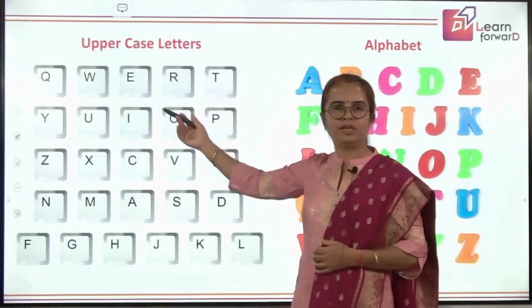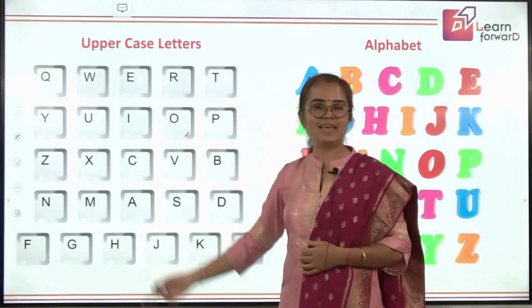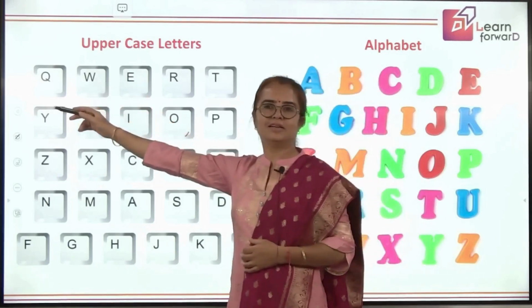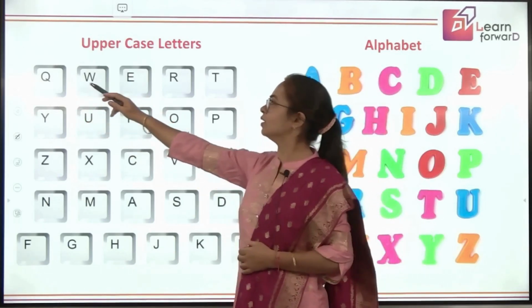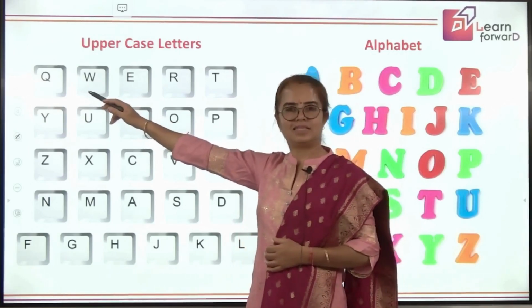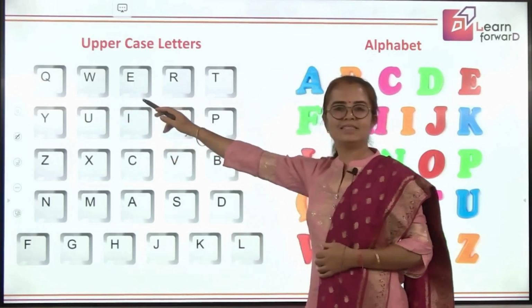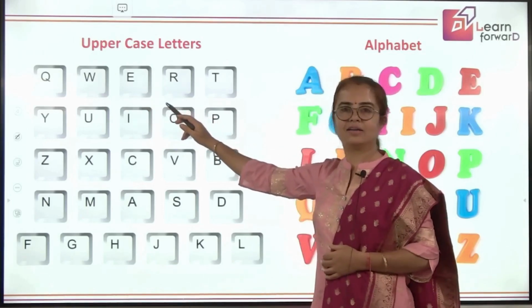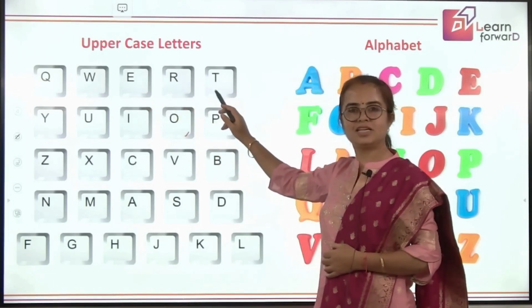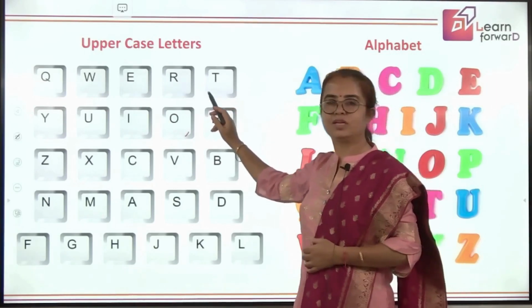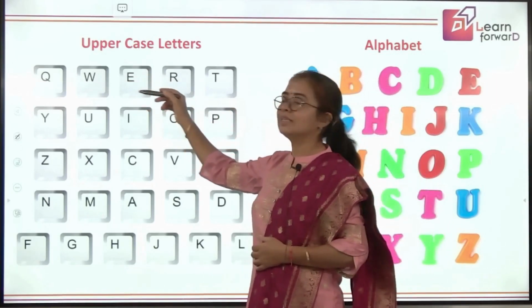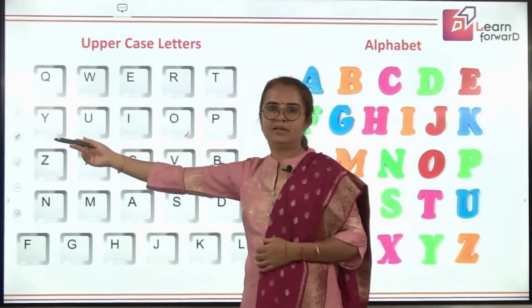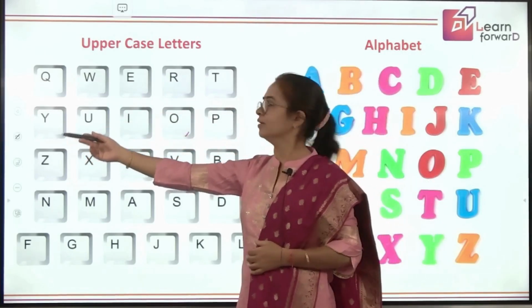Are you familiar with this? Yes, they are the letters. What's this? Q, very good. This is W. This is E. This is R. This is T. Very good, students. So, these are the letters that we have learned. Y. Can you repeat after me?